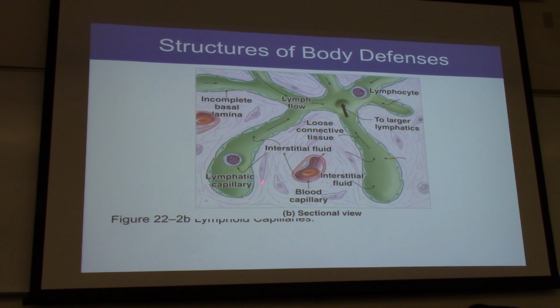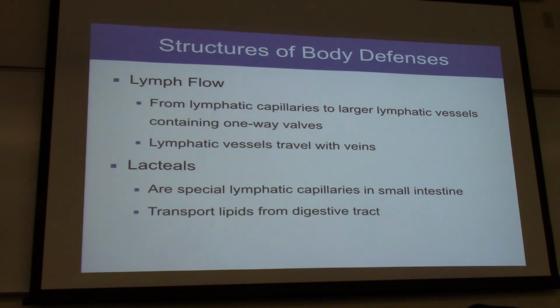Another close-up view of just quite a lot of pores in the side that allow the lymph to get in. Here's a lymphocyte. There's another lymphocyte up there. Here's a capillary out here with blood in it. These don't have blood in them. They just have water, which is basically called lymph.